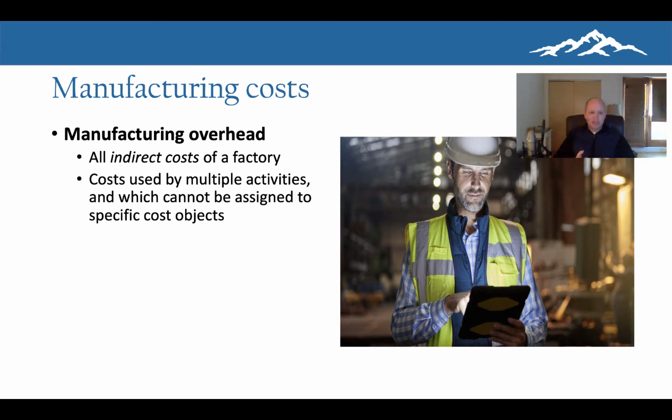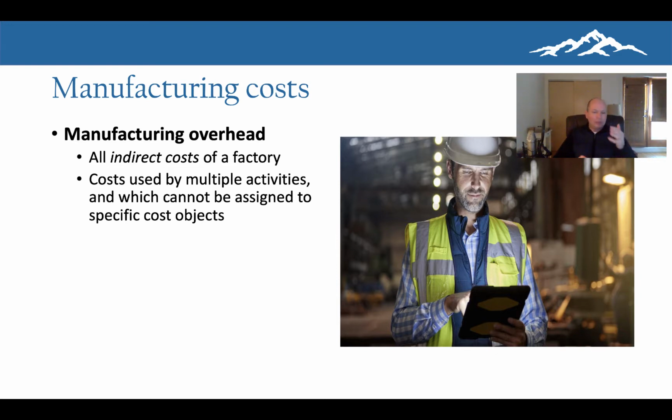Since direct material and direct labor is the only thing that applies to a unit of production, and that's another word for a cost object, is a unit of production. So if you're in an automobile factory, a car would be a unit of production, right? So since direct material and direct labor are usually considered to be the only costs that directly apply to a unit of production, manufacturing overhead is by default everything else, right? It's all the indirect costs of the factory.